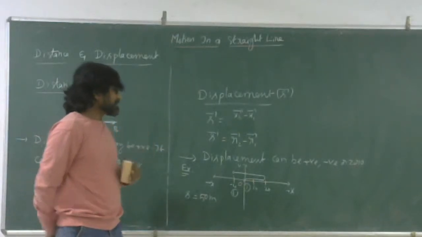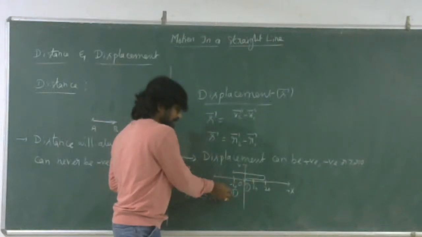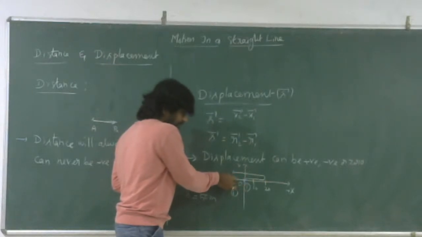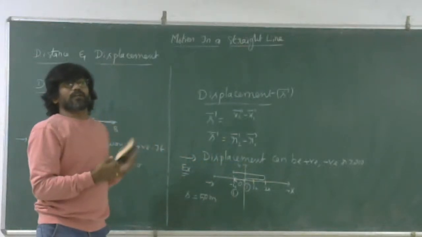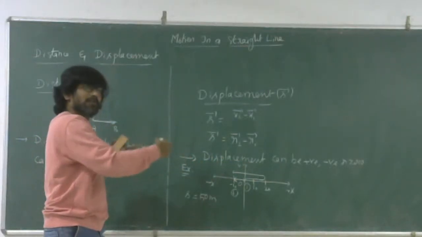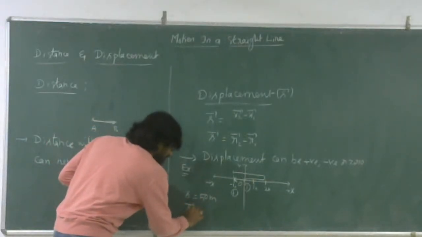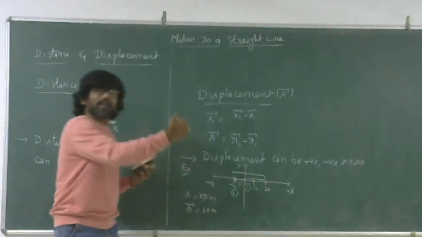Whereas displacement is minus 10. This is the initial position, this is the final position. So the shortest path between initial and final position is a straight line path. If we draw a direction from initial to final position, it is along the negative x direction. So the direction of displacement is along the negative x axis. So displacement is equal to 10 meters, but along the negative x axis.